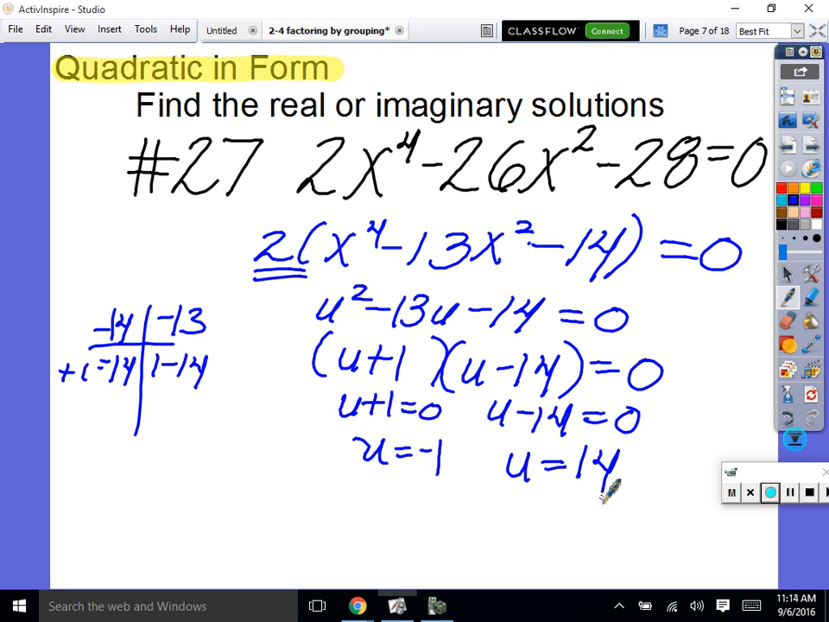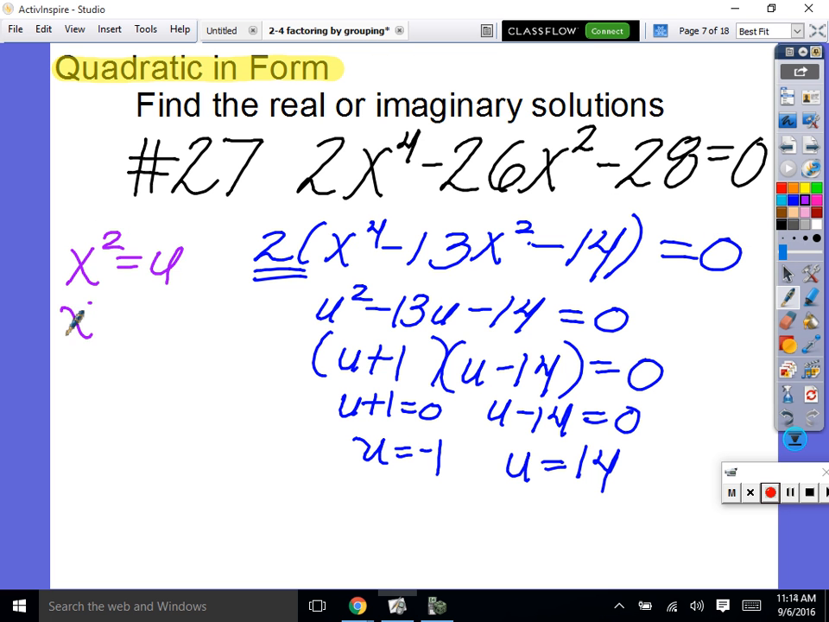So we made a u substitution. We said x squared equals u. You got to go back and plug that in. So we say, okay, if x squared equals u, then x squared equals negative 1, because u is negative 1, and x squared also equals 14. Let's solve for x in each case.